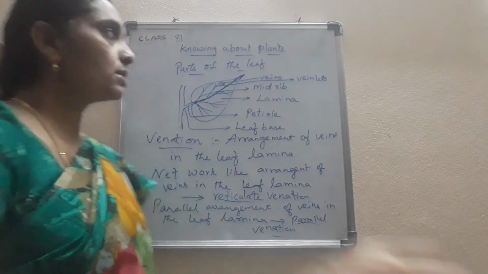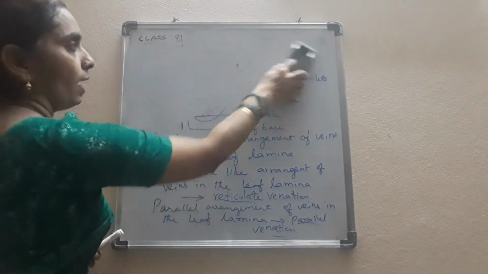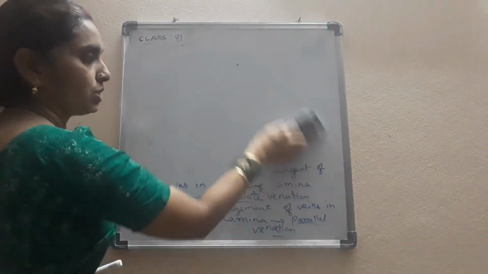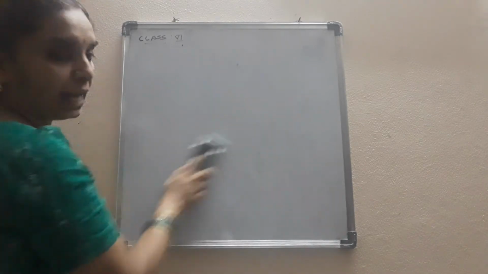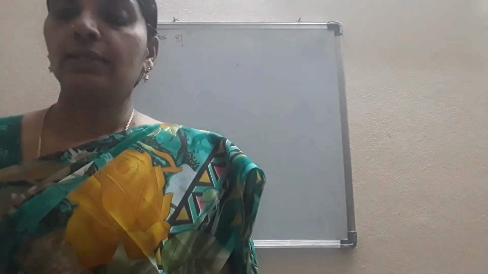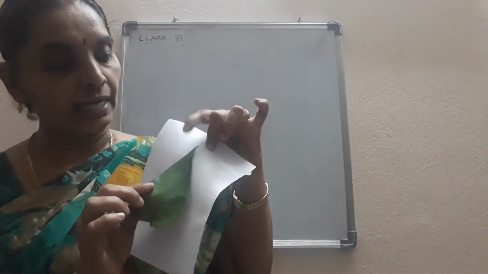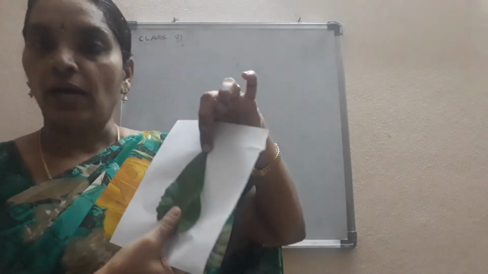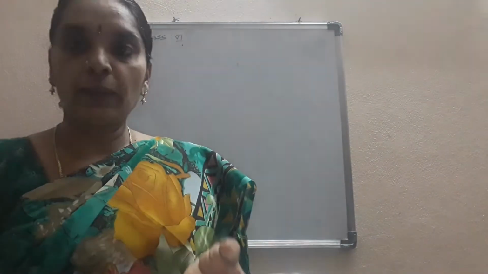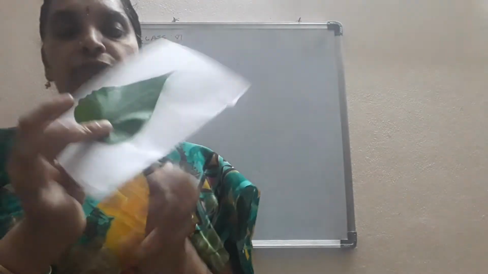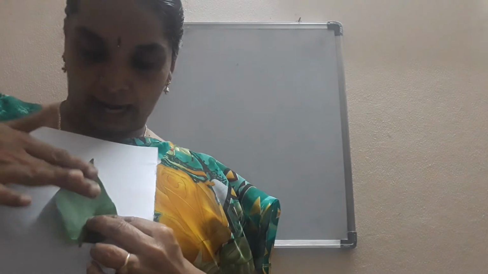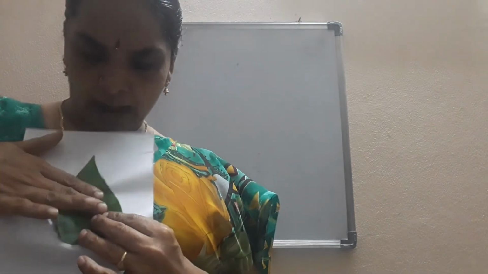Okay, children? So now you can also know this type of venation, that is network-like arrangement or parallel arrangement of the leaf, when you put the leaf over the paper and press it with your hand, keeping it on a table. If you press like this, okay, see here, if you keep this on the table, I am showing here, and press.